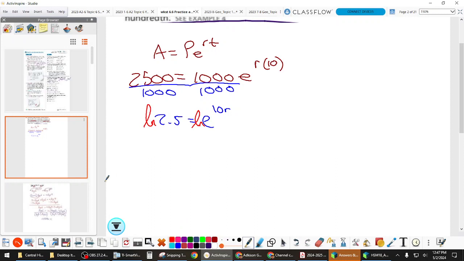Why natural log and not log? It's E. Could we do log? Yeah, we could, but then we'd have to bring the 10R out front and divide, but you could. So remember these cancel? And we have just 10R. Okay, now what? Okay, and we're trying to find a rate, so what should our final answer be in? What kind of format?